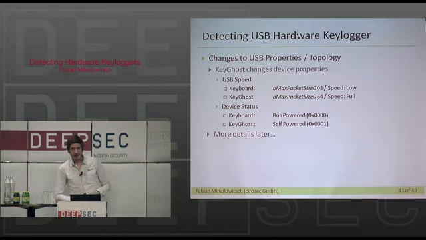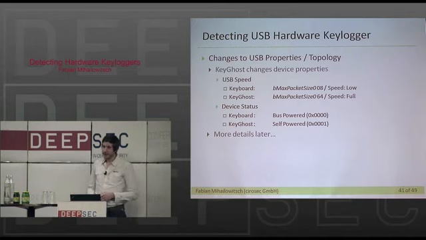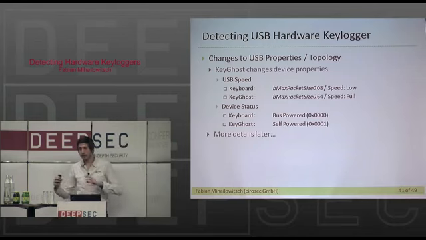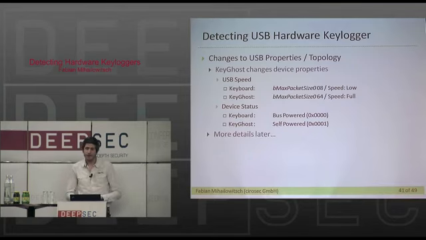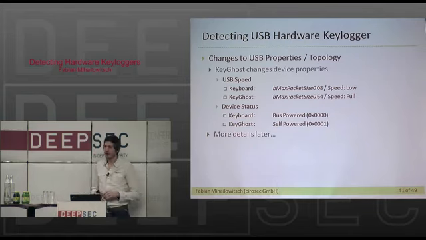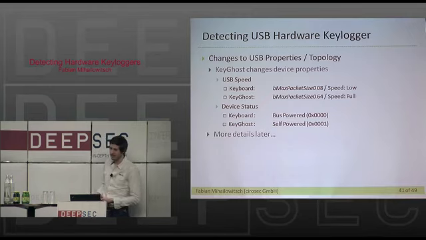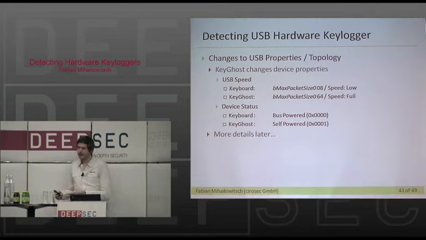The next thing is the KeyGhost model. It changes device properties. Like if you only plug in your keyboard, I have a packet size of 8 bytes, which is like a low-speed USB device. However, if I plug in KeyGhost, my device properties suddenly change to a packet size of 64 bytes, which represents a full-speed device. Furthermore, the device status is changed.